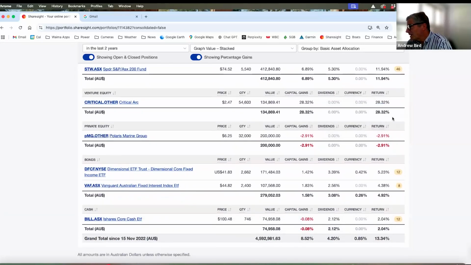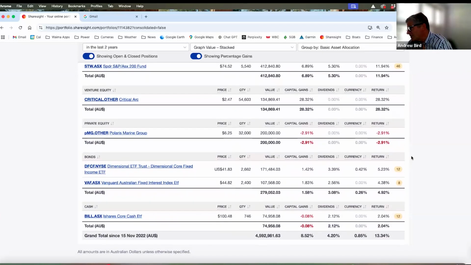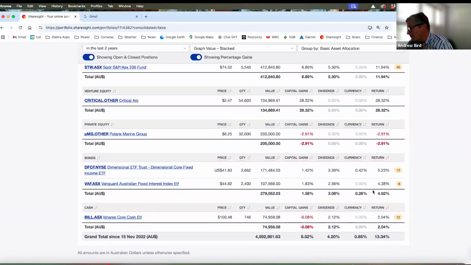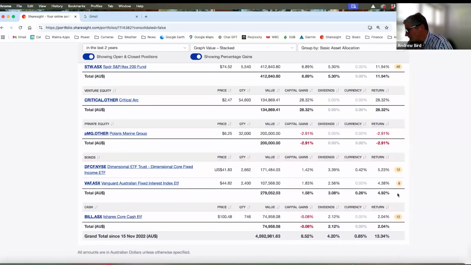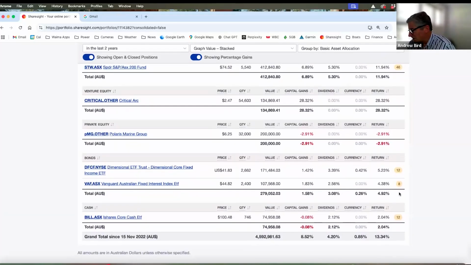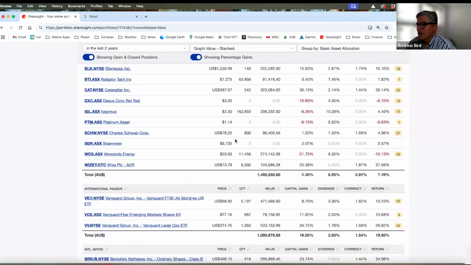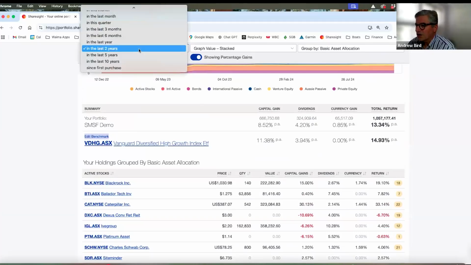Again, some of the private stuff, some very good, some, again, volatile over short periods. So not something you can take too much away from. Bonds, predictably less volatile, but lower return. But let's have a quick look at a longer time frame.